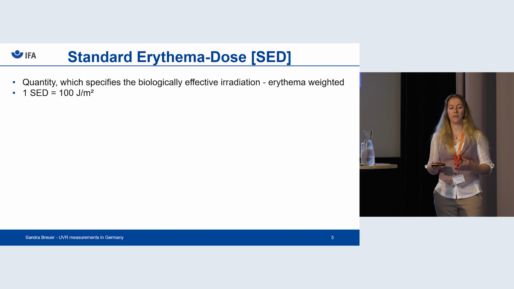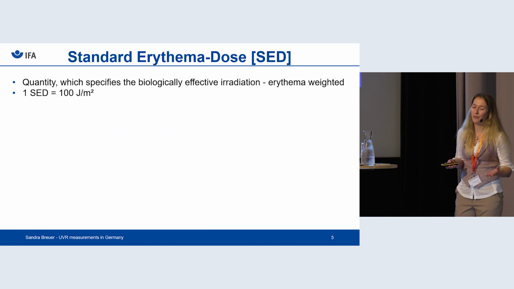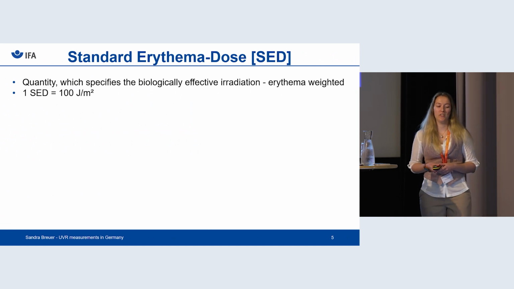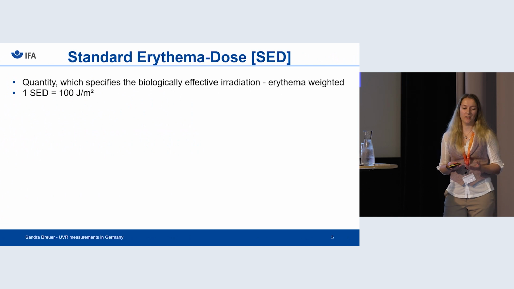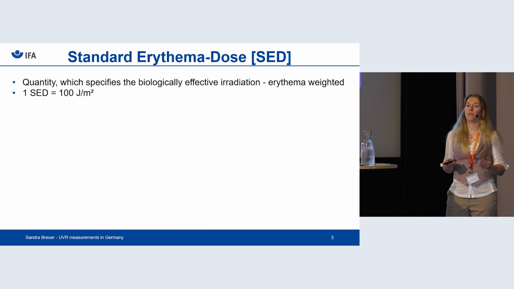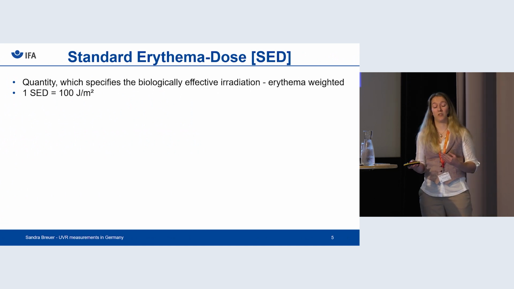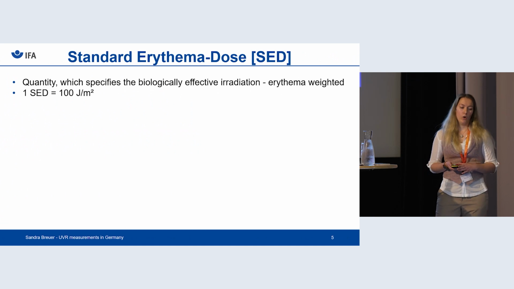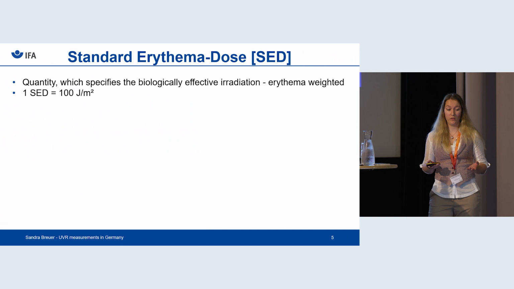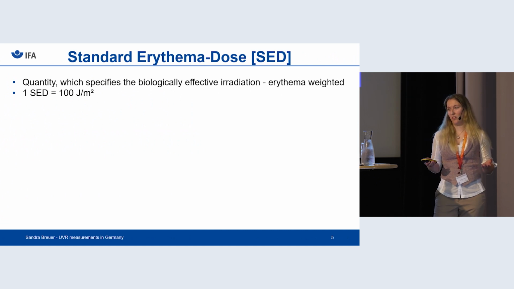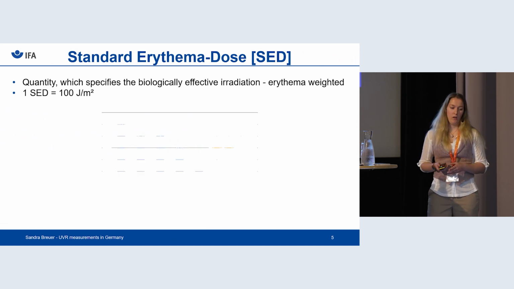Our results are given in the standard erythema dose. Therefore, I would want to shortly introduce this term to you. It is a quantity which specifies the biologically effective irradiation. So it measures the amount of radiation that is able to cause a sunburn on the human skin. 1 SED equals 100 joules per square meter, but what does it mean for the human being?